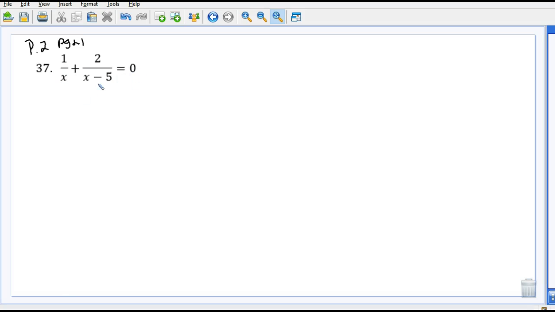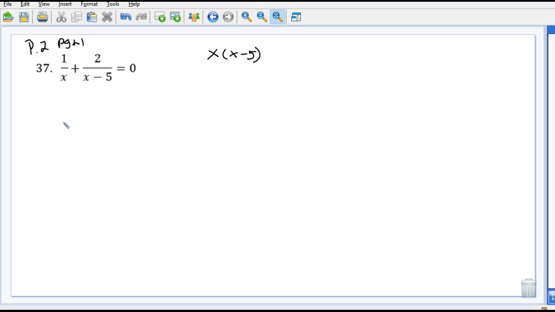So what I want to do is, I don't like these denominators, so what I'm going to do is multiply by the least common multiple of these two things. Well, what's the least common multiple if I have an x and an x minus 5? The least common multiple is if I multiply them together. Alright, so that's going to be what I multiply every single term by.